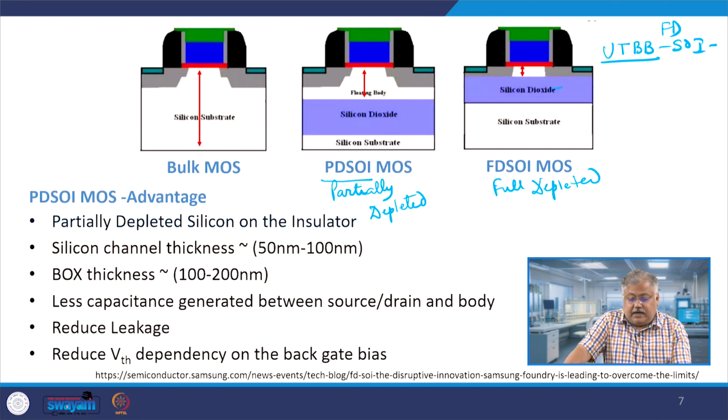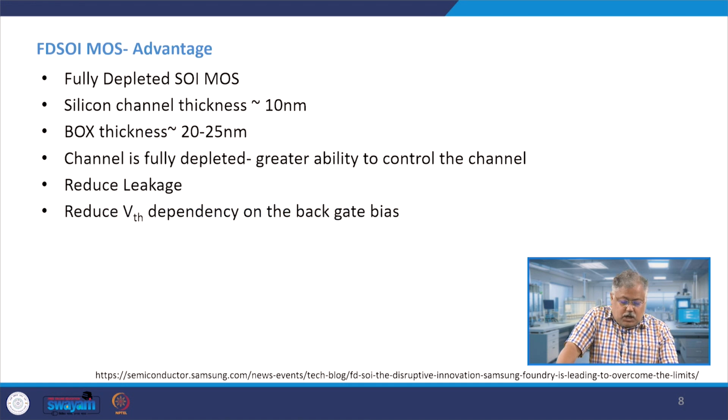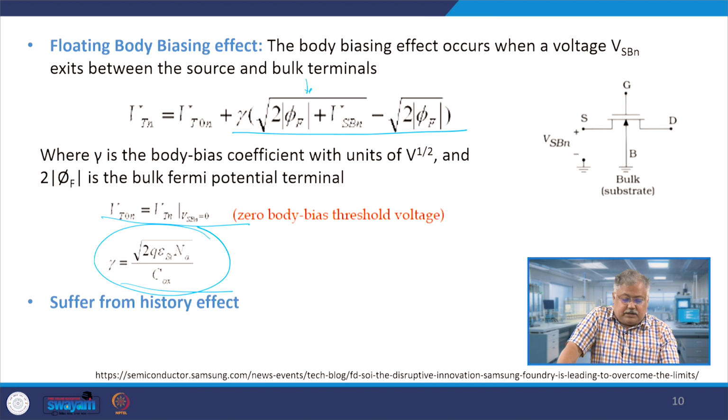Now, this gives you a floating body bias effect, but if you look clearly at our previous diagram, in both cases the substrate bias has almost no control over the channel, and the reason is that the oxide thickness is so large that it effectively insulates the top channel from the bottom biases.